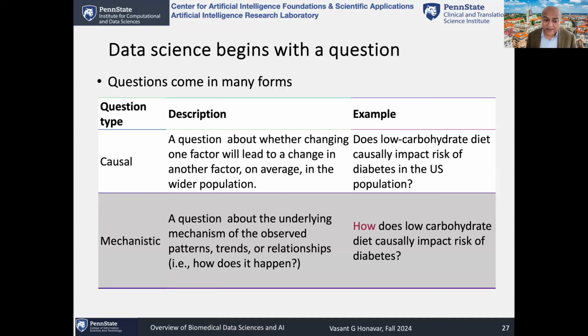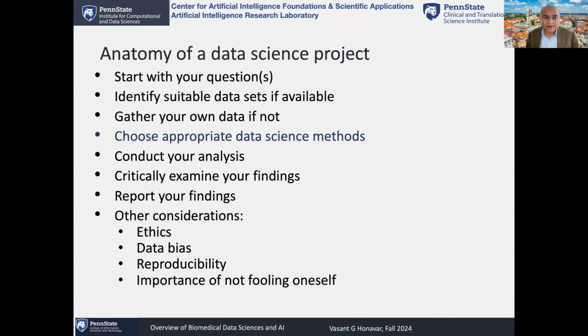And then the last part is the mechanistic types of studies. So where you actually want to understand the biological pathways and so on. And this involves more detailed experiments that go beyond and require a much more in-depth understanding of the system that you're studying in order to be able to draw conclusions.